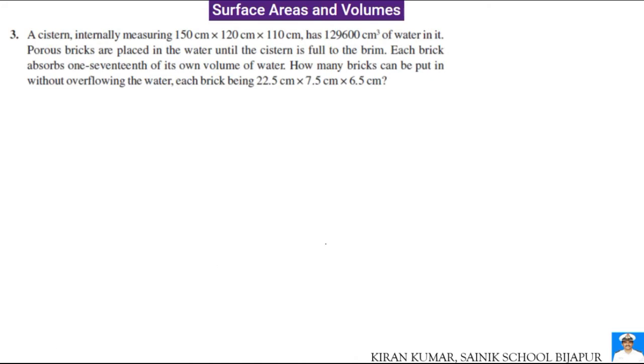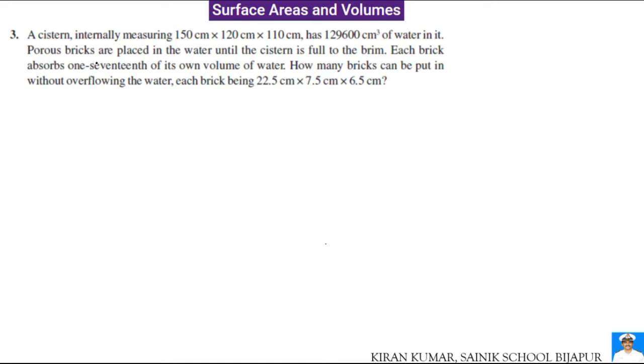Question number 3, important. A cistern internally measuring 150 centimeter into 120 centimeter into 110 centimeter has 129600 centimeter cube of water in it.